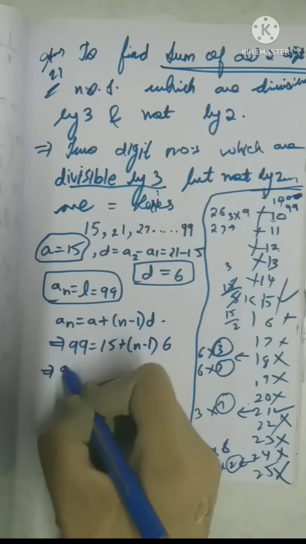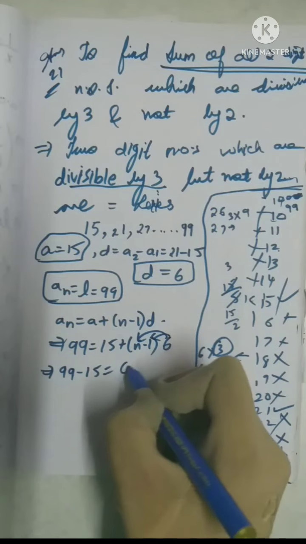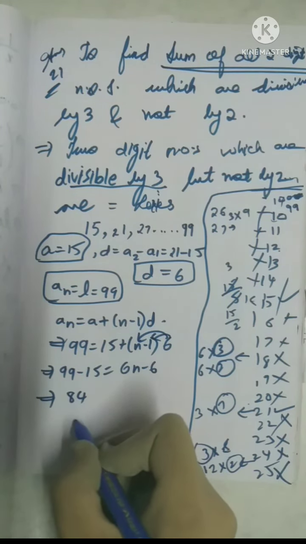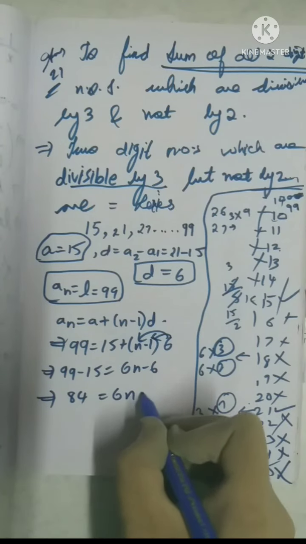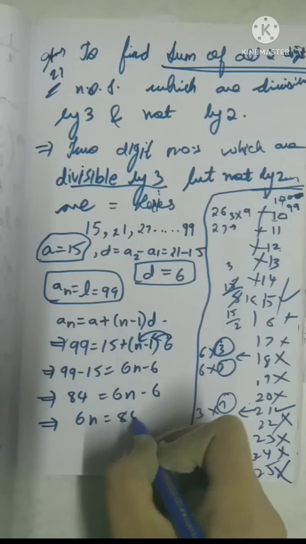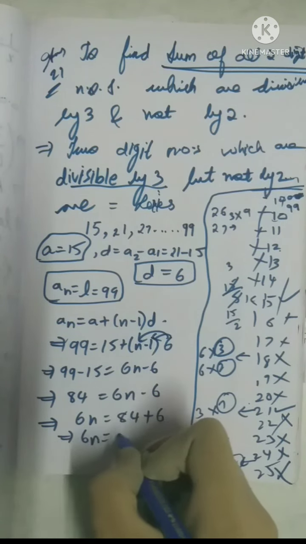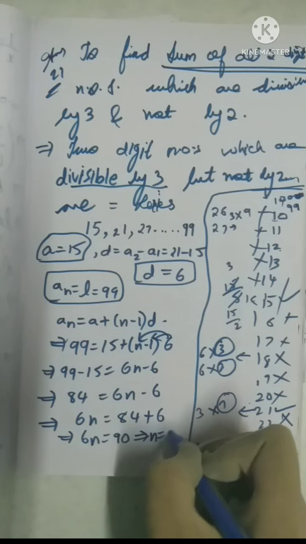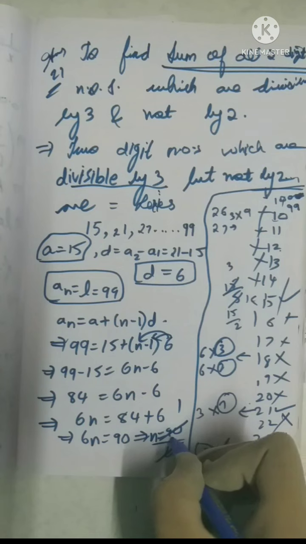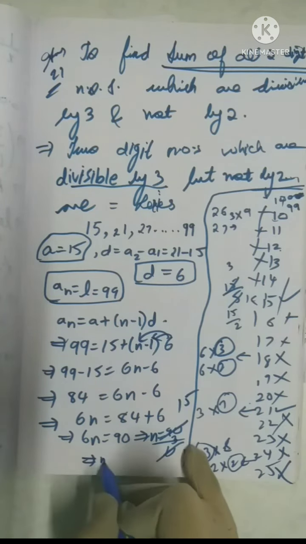So 99 as it is, plus 15 if it goes outside, minus 15 is equal to 6 into n, 6n, 6 into minus 1, minus 6. 99 minus 15, if you subtract, you'll get 84, is equal to 6n minus 6. We have 6n is equal to 84 as it is, minus 6 if it goes outside, plus 6. We have 6n is equal to 84 plus 6 is 90, n is equal to 90 by 6. 6 fives are 30. So we have number of terms n is equal to 15.